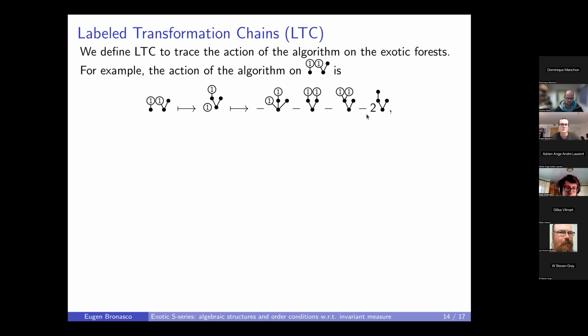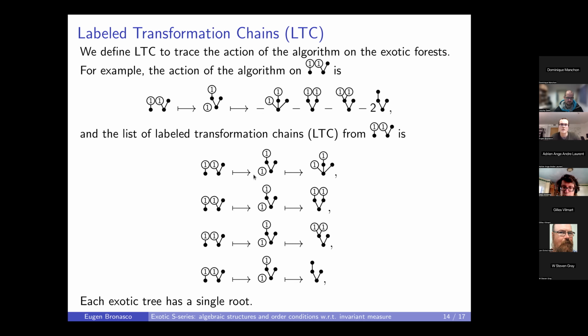So what we do is we split this transformation chain into 4 labeled transformation chains. And here they are. So now we have 4 transformation chains, which are labeled because, although it's not illustrated here, all the vertices are labeled, because in this way we can identify every transformation chain uniquely. We have 4 transformation chains, in which every element is a certain graph. It's an exotic tree or an exotic forest in general, and we ignore the coefficients. So now we lose these coefficients -1 and -2 because we treat them separately.